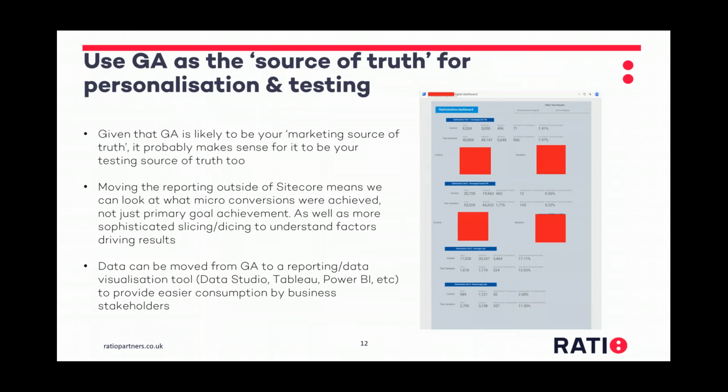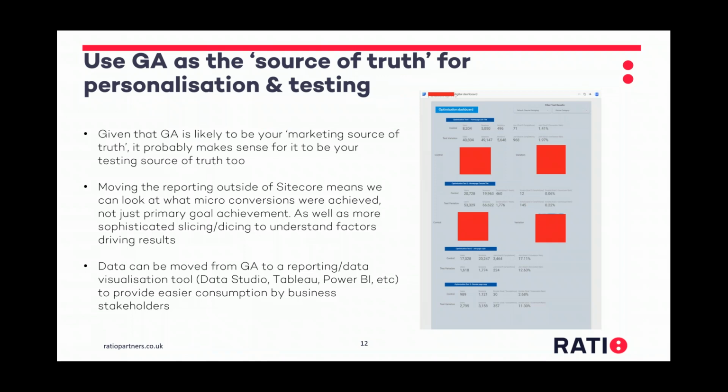One thing that we're doing, which you can do by sending this information into Google Analytics, is using it as the source of truth for the personalization and testing activities that we're doing out of Sitecore. The point from the start of the webinar stands: if GA is your marketing source of truth, it probably makes sense for it to be your source of truth with respect to testing as well. The other thing is that when you're looking at the performance of tests in Sitecore, it's only going to show you results against a primary success metric, like one goal.